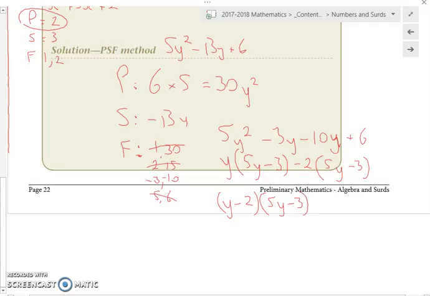Jansen, take a photo. It's focusing. Blurry. Yeah, but take it. There we go. Done. All right.